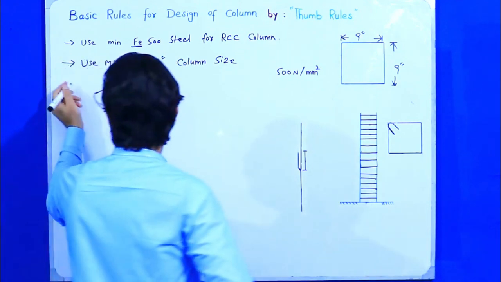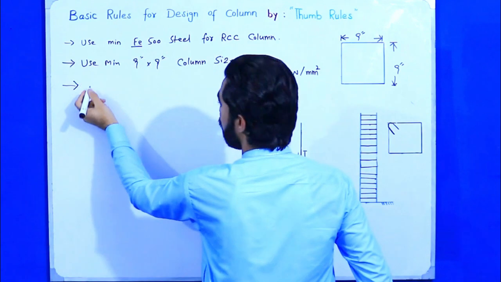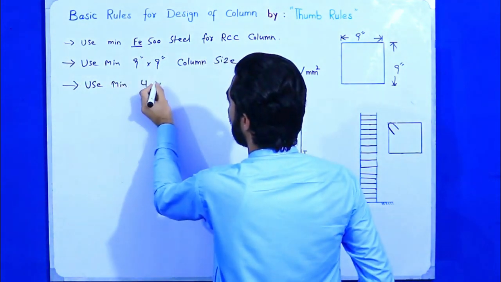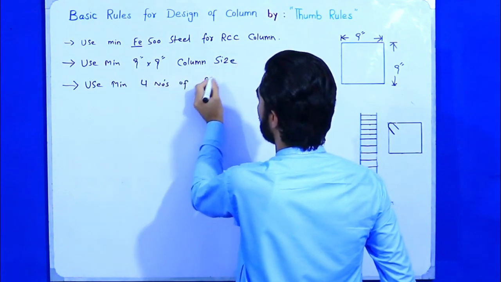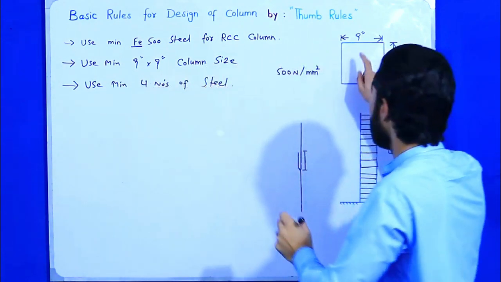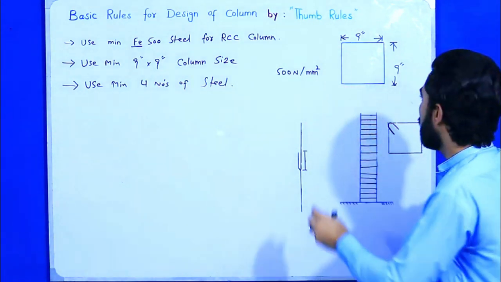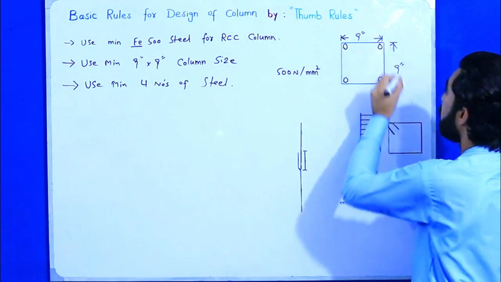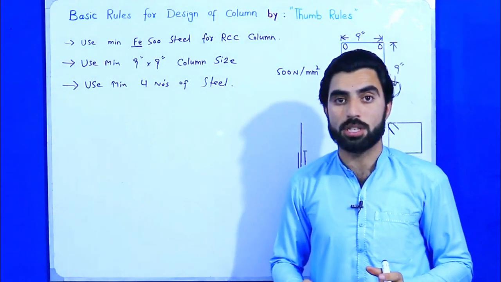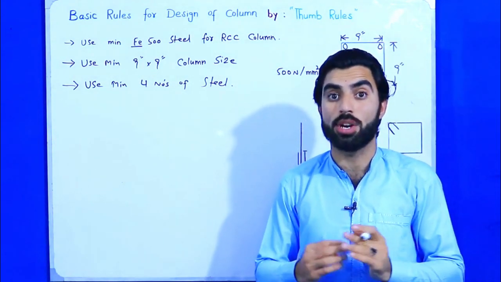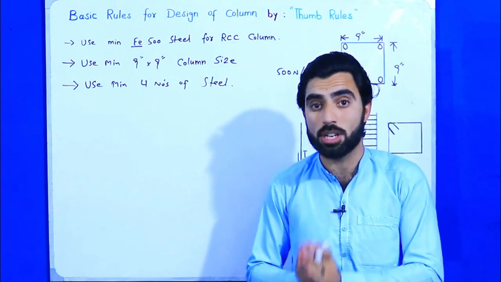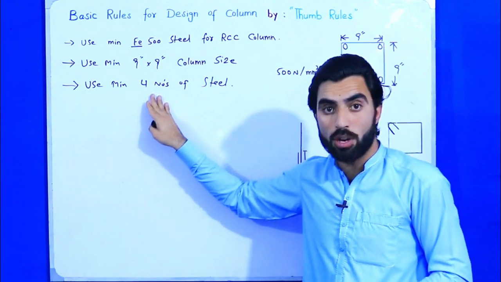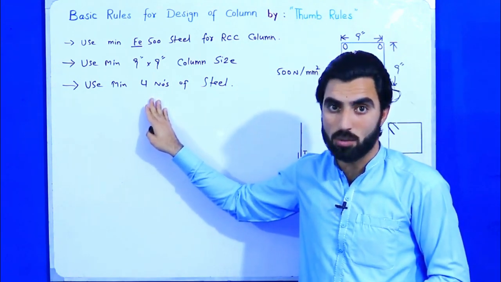The third point in basic rules: use minimum 4 numbers of steel bars. 1, 2, 3, 4. If you are using more than 4 numbers, for example 6 numbers or 8 numbers, it depends on the structure load and the structure design, but longitudinal bars should not be less than 4 numbers in square or rectangular column.